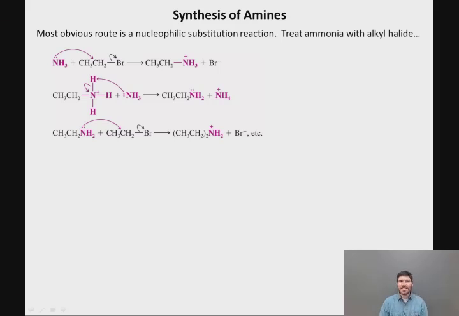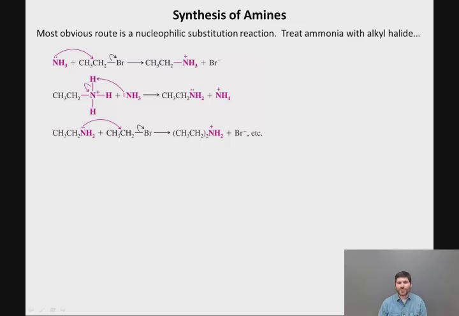I would now like to consider routes that chemists use to synthesize amines, specifically to be able to synthesize more complex amines. You generally have to start with something that contains the nitrogen in it, and that something that you frequently start with is actually ammonia. So the most obvious route towards the synthesis of an amine would be a nucleophilic substitution reaction.